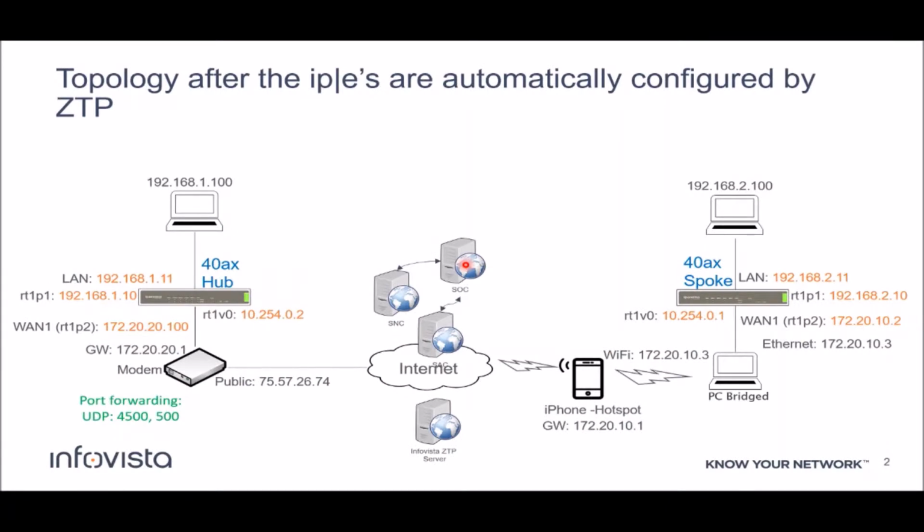I have this configuration, a hub network, which represents a data center or a headquarters, and a spoke network, which represents a branch office. I have an underlay of internet. I have a DSL box over here and a 3G hotspot on the right side.